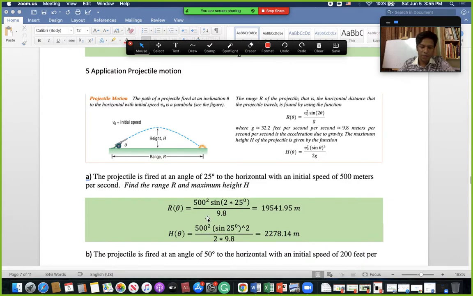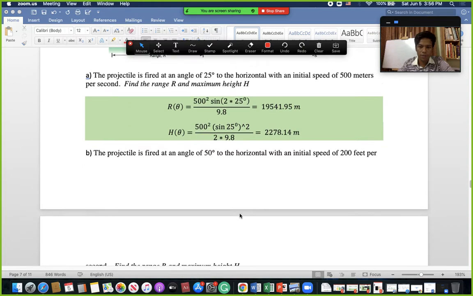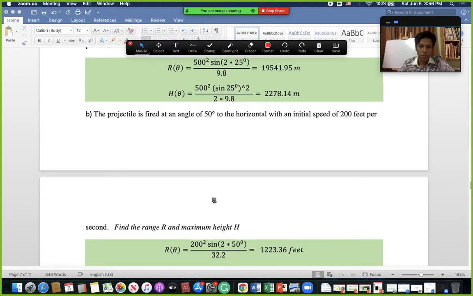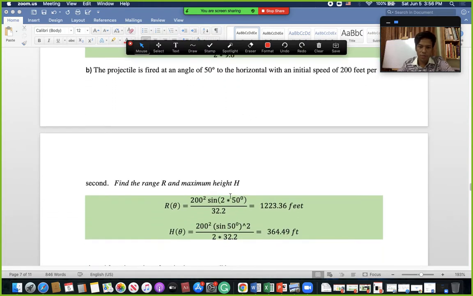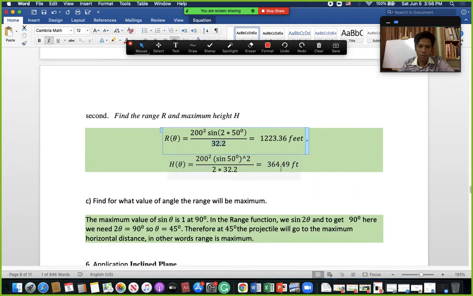For this one, we just have to put all the values here. 25 degrees is the value of theta. 500 is the value of speed. The gravity g equals 9.8 when it is in meters per second. Then we find it this way. And this one we also follow the same process. We just put in the values and do the calculation here. We have to put 32.2 here because this value is in feet per second.